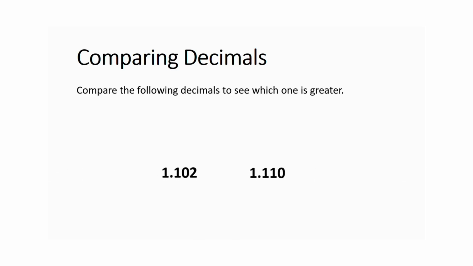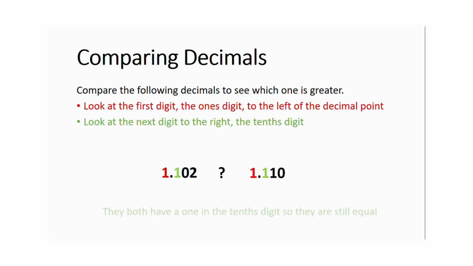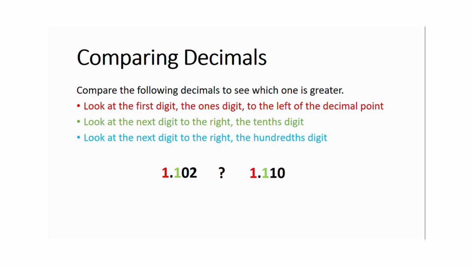Now we're going to compare these numbers, 1.102 versus 1.110. Which one is greater? Look at the first digit. They both have a 1 in the ones digit, so they're equal so far. Look at the next, which is the tenths digit, and they both have a 1, so they are still equal. Then we look at the hundredths digit.